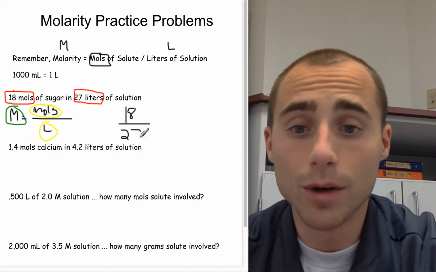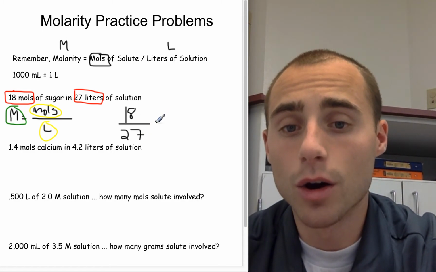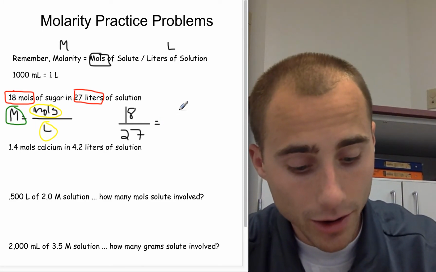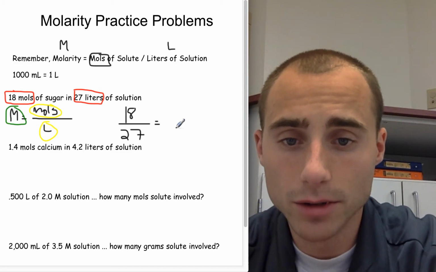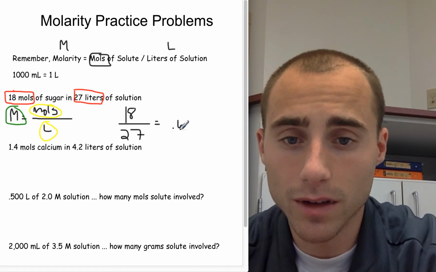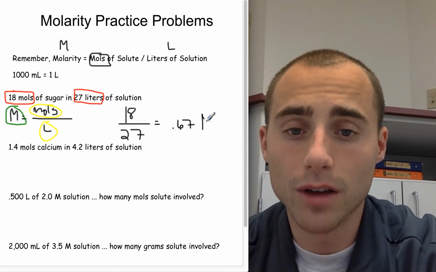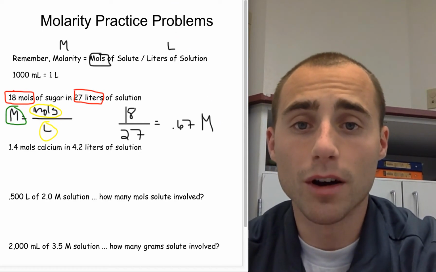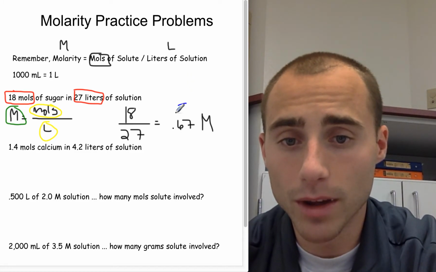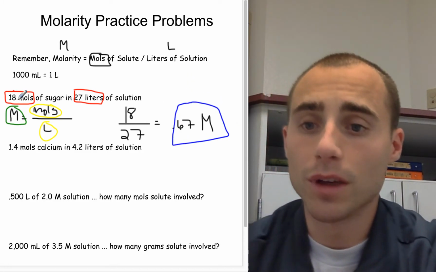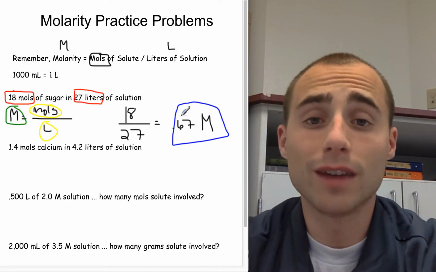Now it's key. It always has to be in liters. So if you're given milliliters or something else, you're going to have to convert. So 18 over 27. So we get out our nice calculators. We do 18 divided by 27, and we get 0.67. It's rounded to two significant figures. So 0.67 is our molarity. So that would be our final answer for this question, a molarity of 0.67 if we were given 18 moles of sugar in 27 liters of solution. It would be a 0.67 molarity.